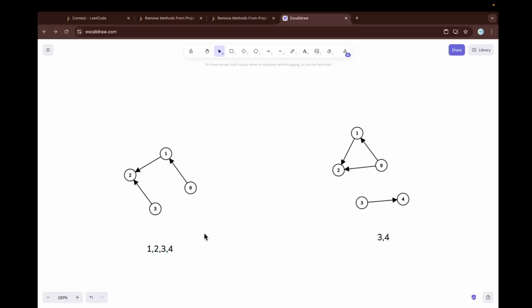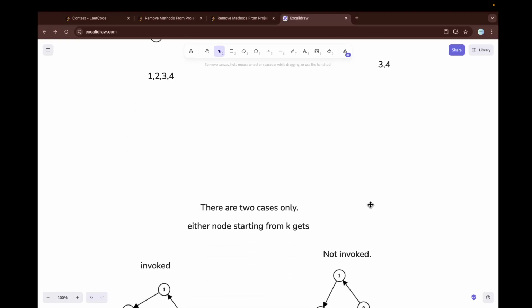If even one external node calls a suspicious node, we cannot remove any of the suspicious nodes. As we can see here, 0 is the external node, and it invokes a suspicious node. So we cannot remove any of the suspicious nodes, so we are not removing 1 and 2 here. But here 1, 2 and 0 are being removed, because there is no contact of these suspicious nodes from any other external node.